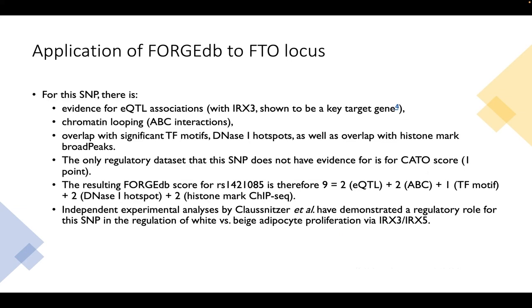So the FTO locus example, which is the example I'm showing here, we have evidence for eQTL associations and chromatin looping. This is a perfect example of where long-range chromatin looping is driving a lot of these effects. The eQTL associations are over a megabase long, and the chromatin looping is also over a megabase long. We also have TF motifs, DNase hotspots, and histone marks. So the SNP is fantastic. It's a very good SNP.